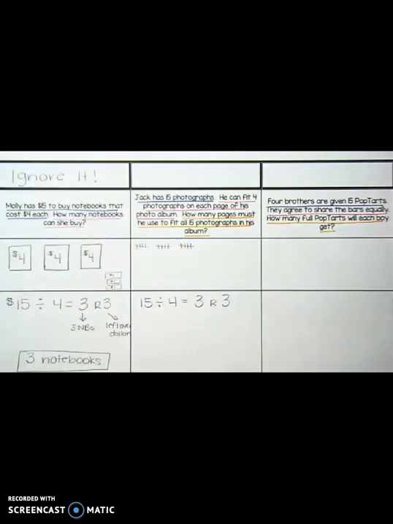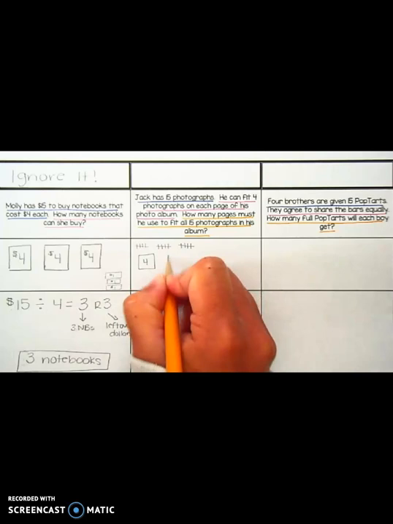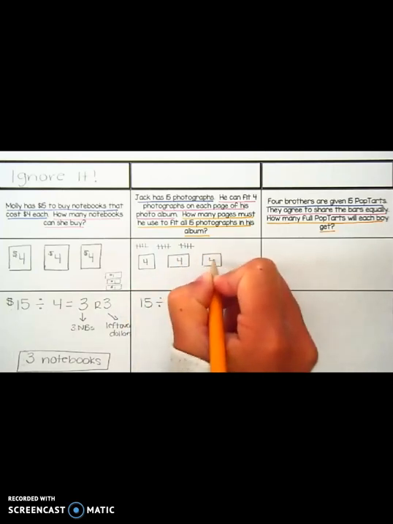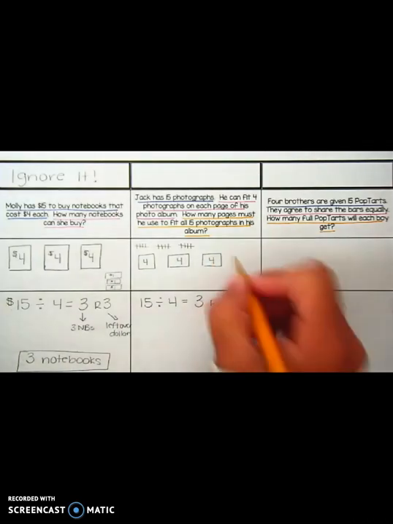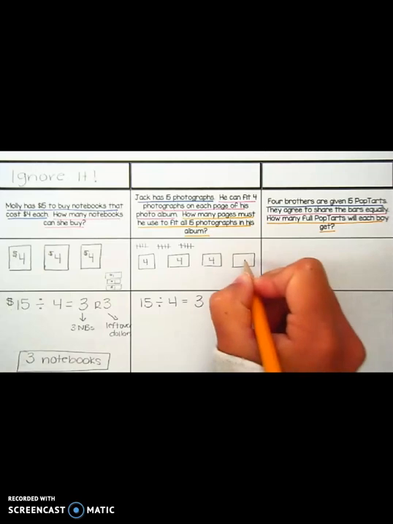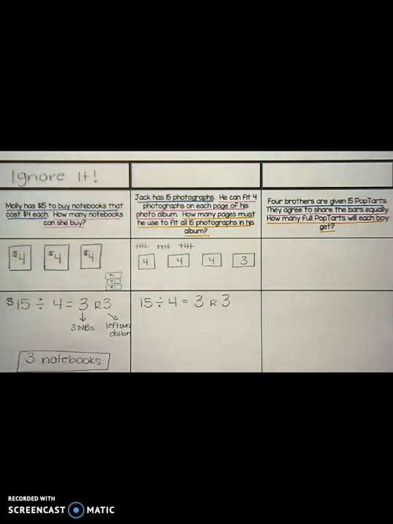He can fit 4 photographs on each page of his photo album. So this is page 1, it gets 4 pictures. Page 2 gets 4 pictures. Page 3 gets 4 pictures. But I need to use all 15 of these, and so far I've only used 12. So I'm going to say another page gets 3 pictures, because it's going to get that leftover amount.